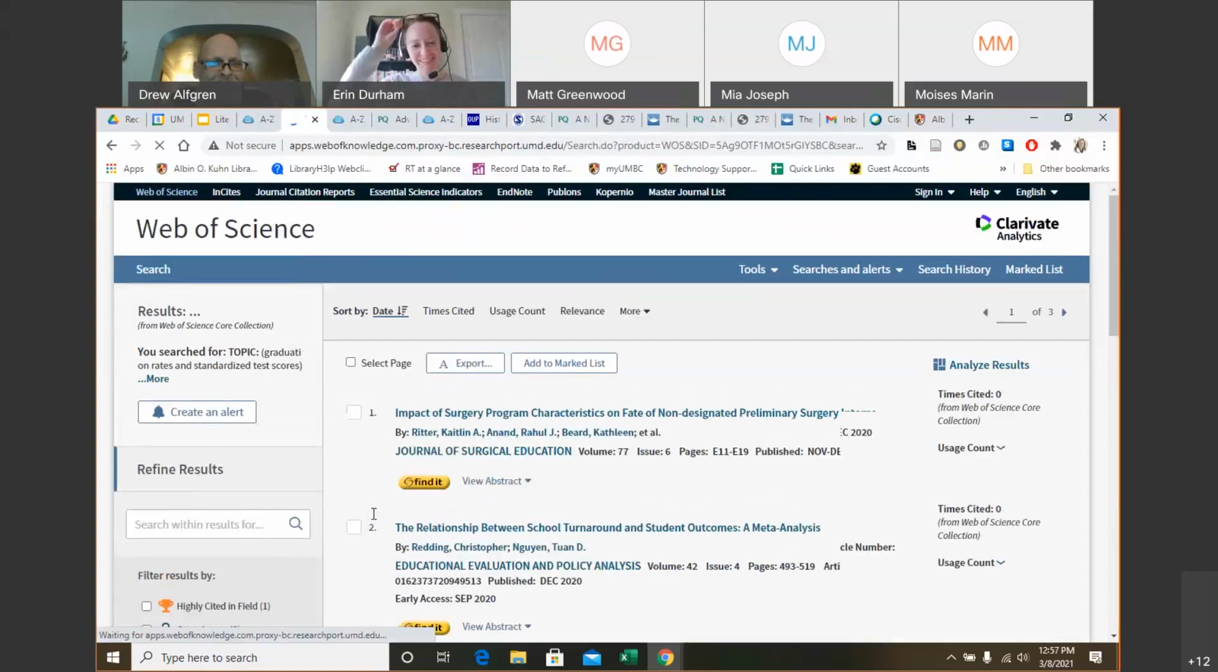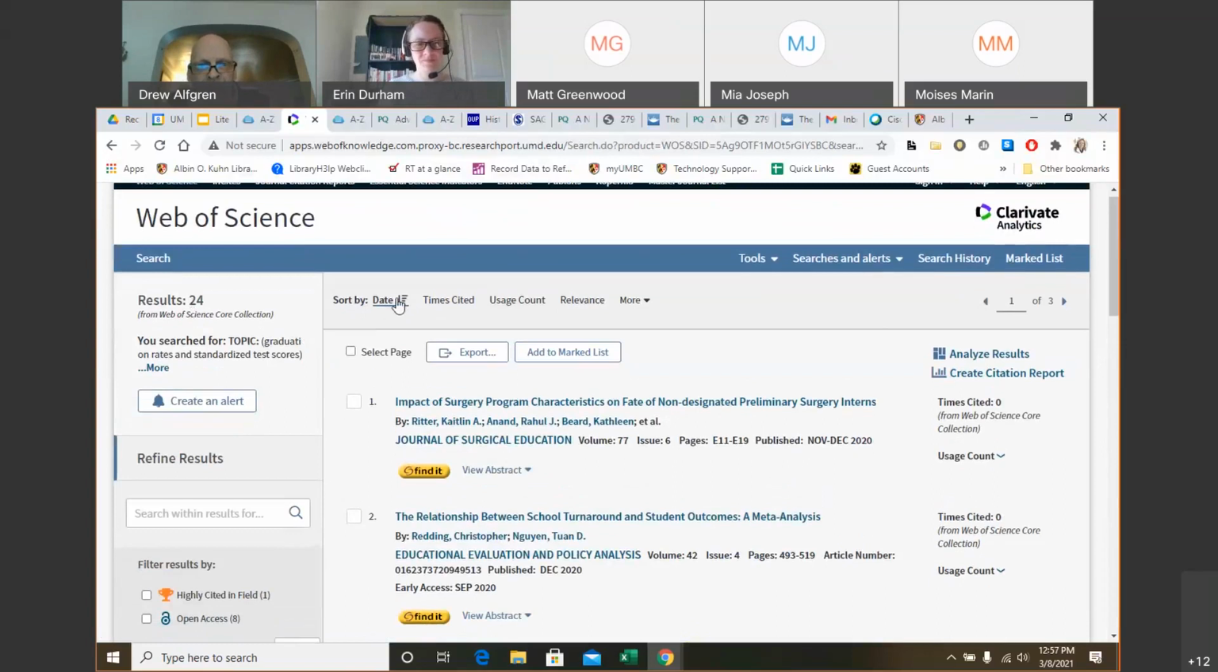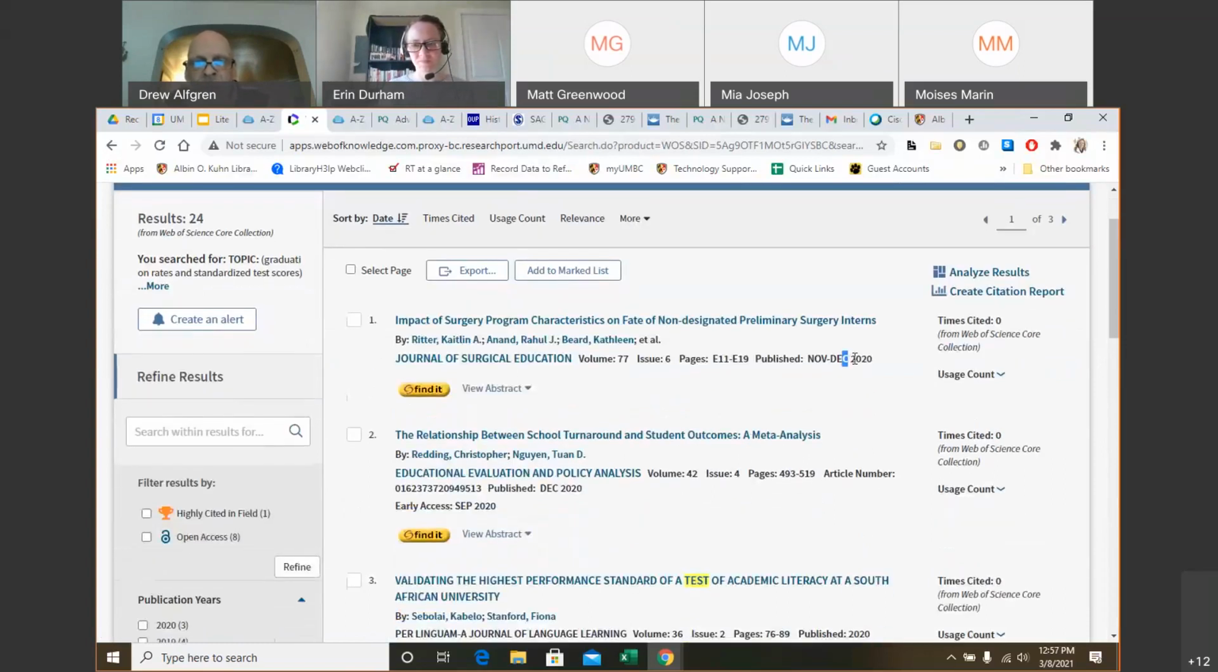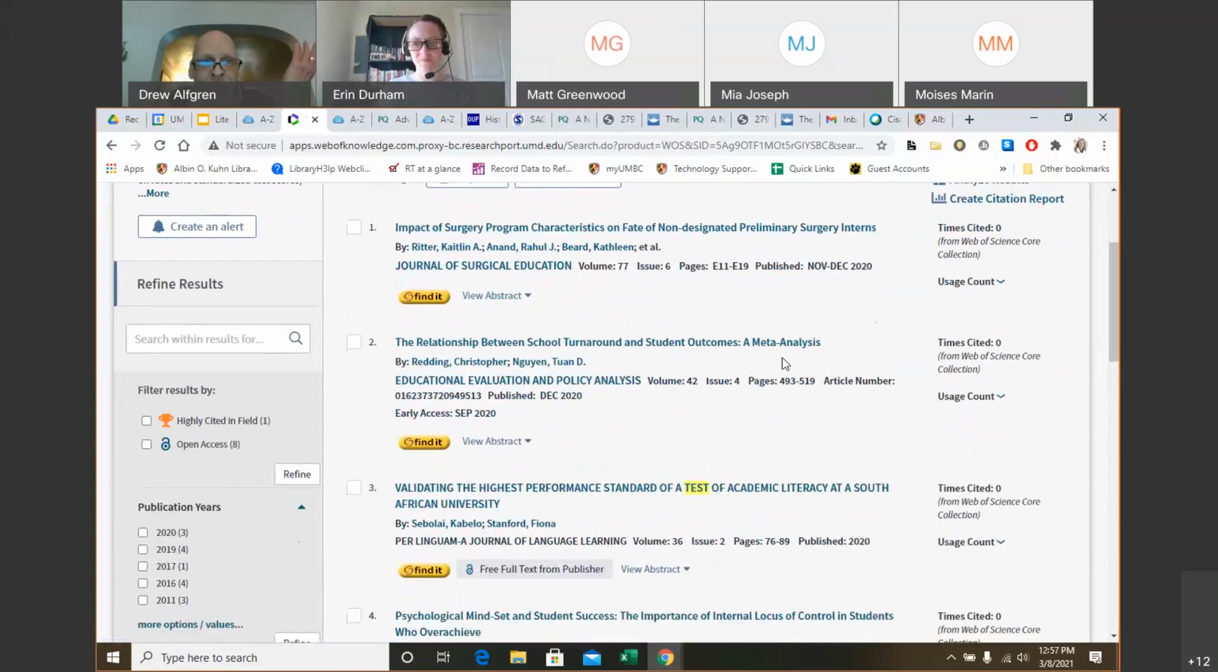Yeah. So at the top, you can see the default for Web of Science is by date. So you'll see that new stuff that got published in November, December 2020 has no citations. Nobody else has cited that, see over on the right, because they haven't had the time to write anything yet.